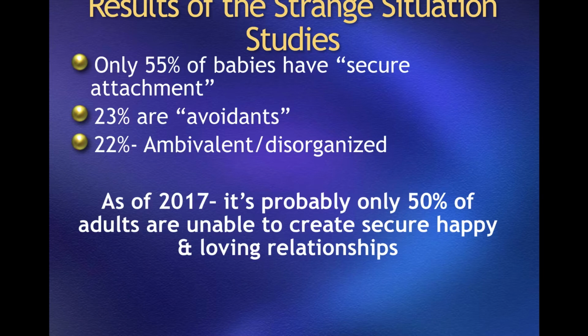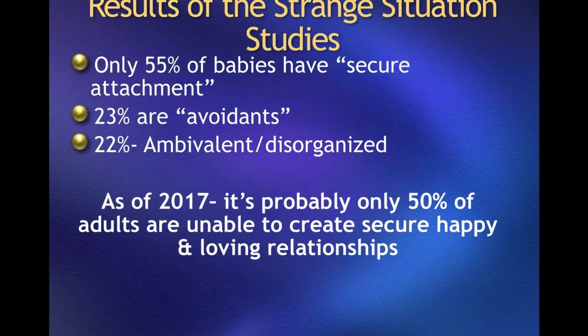22% are ambivalent, disorganised. This is where mum leaves the room, baby becomes very upset. Mum comes back in the room, baby's still very upset and just doesn't calm down, has a real difficulty calming down. And you're going to see this kind of thing in adulthood, very needy people, you know the type we're talking about, very insecure in relationships, who can end up codependent.